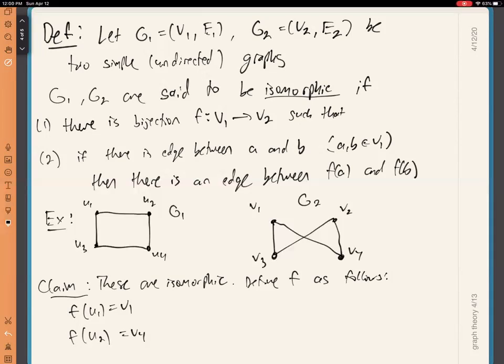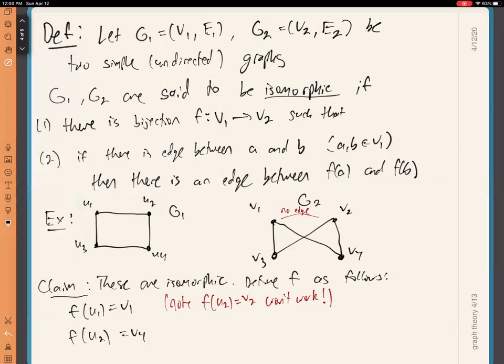Notice that if I sent f of u2 equals v2, that wouldn't work, so let me put that as a warning. Why won't this work? Because there's no edge between v1 and v2. If I define my function this way, then property 2 will fail, meaning the edge relationships are not preserved, and therefore this would not be the kind of function that we're after. But f of u2 equals v4 is a good choice.